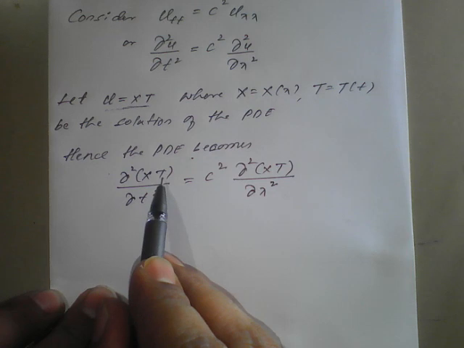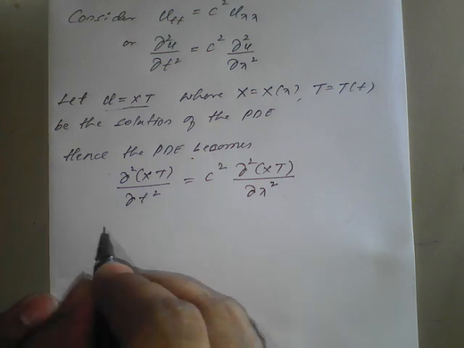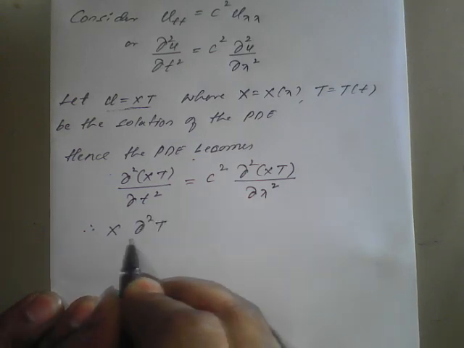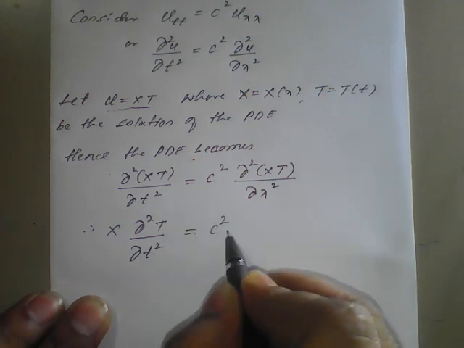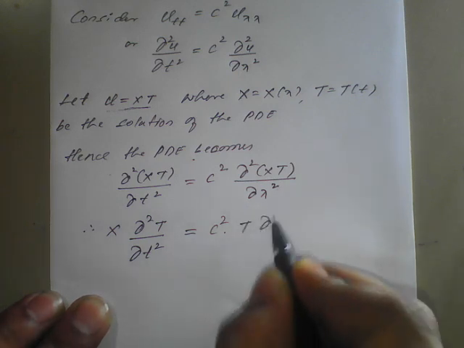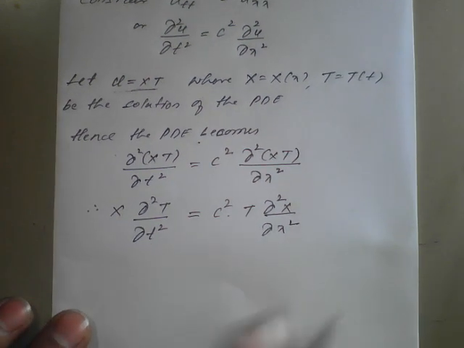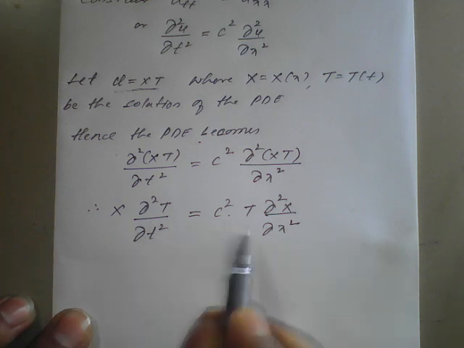Now among X and T, to whom do we have to take as constant here? This derivative is a partial derivative with respect to t, meaning capital X is constant, so capital X is out: X del square T upon del t square is equal to c square into, here this is with respect to x, so capital T you keep outside, T del square X upon del x square. Next, we have to take a common k to equate both.